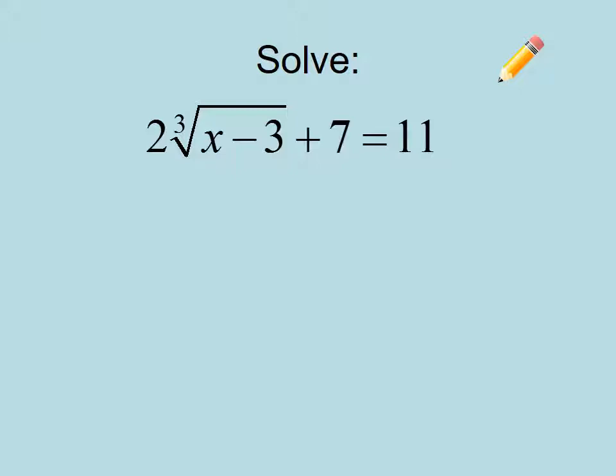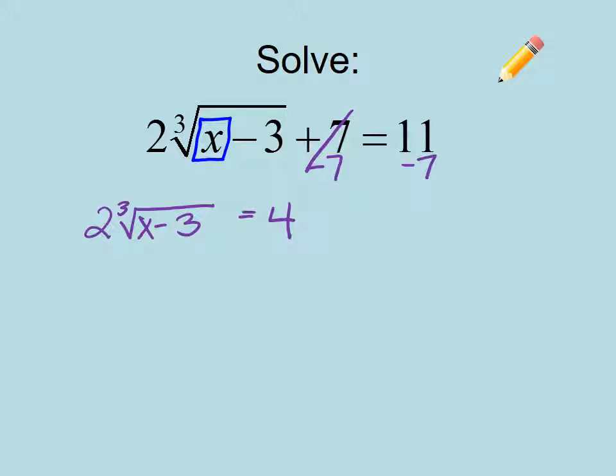Let's take a look at this example. My goal is to get this x by itself. So to start off, I'm going to move what's furthest away, and that is the 7. Instead of adding the 7, we do the opposite. Let's subtract. This leaves me with everything else still intact, but now I have 4 on the right side. Next, I have a 2 out front. The 2 is written next to the cubed root, therefore its intention is multiplication. So I'm going to do the opposite and divide.